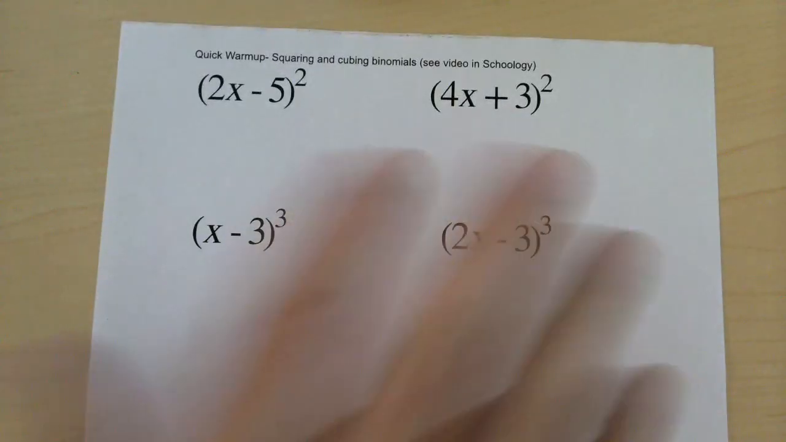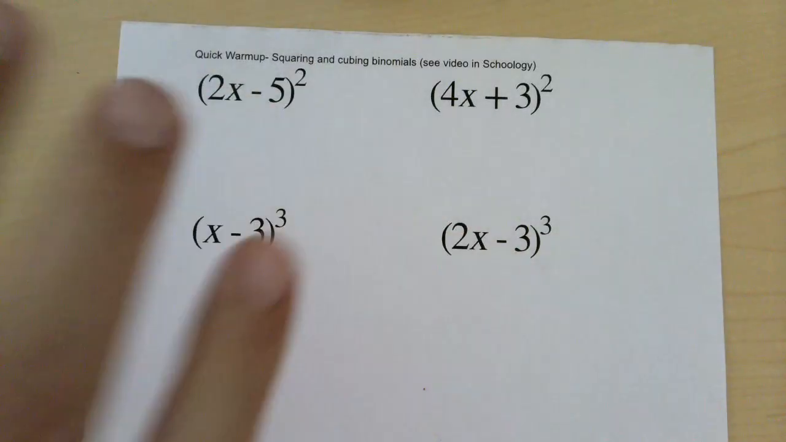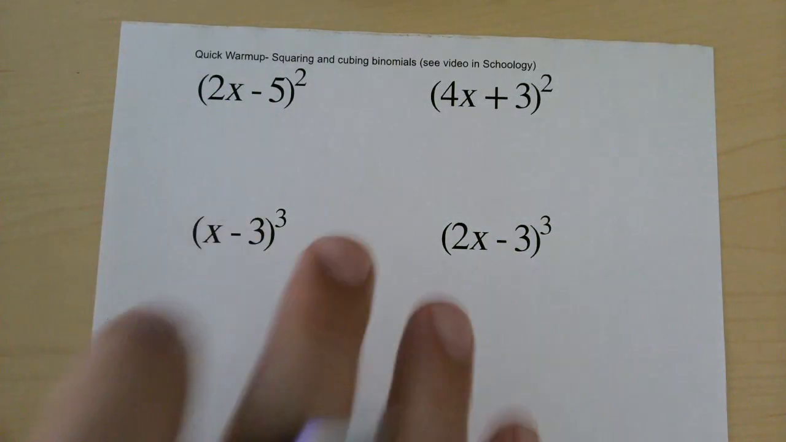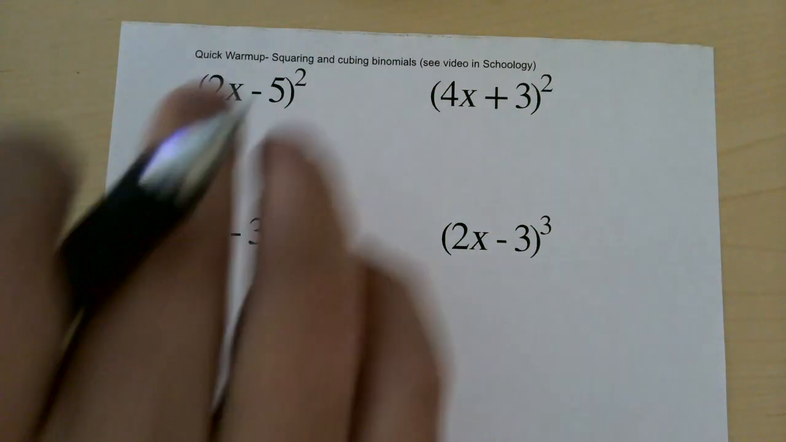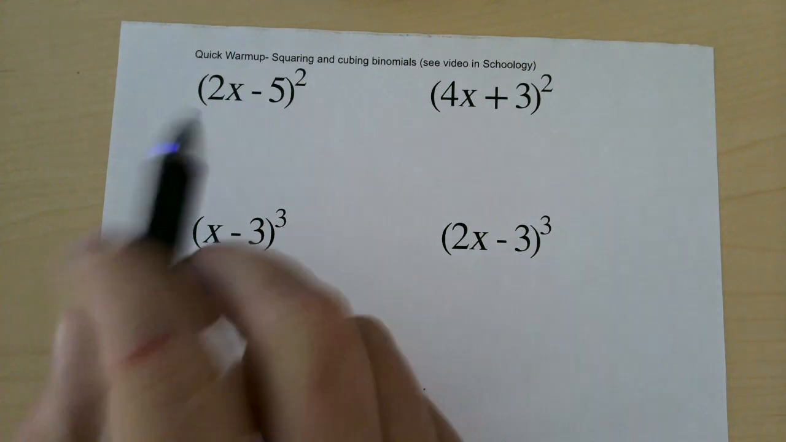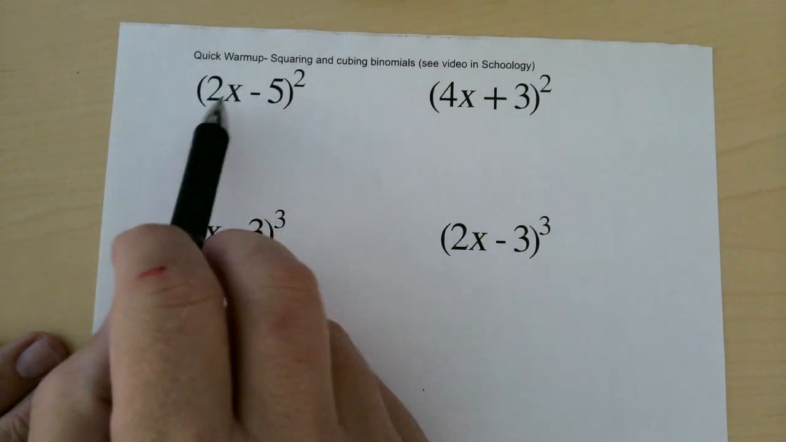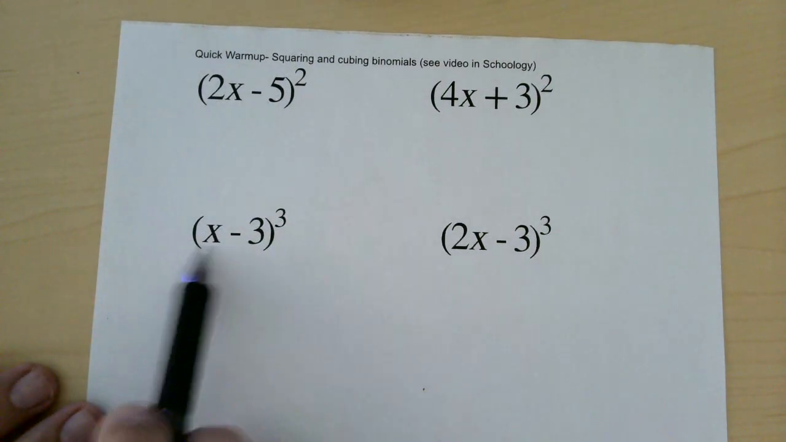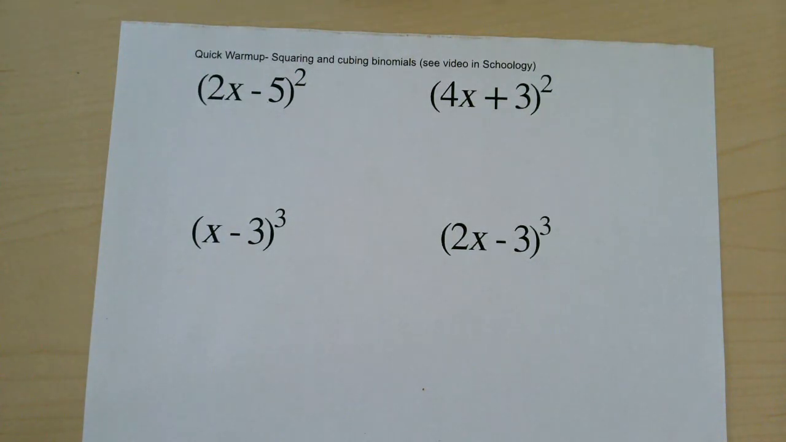I want to record a quick video explaining how we square a binomial and how we cube a binomial. Whenever we square a binomial, you must get a trinomial. The worst thing you can do is think you just have to square individual terms or cube individual terms. That's not what we do.